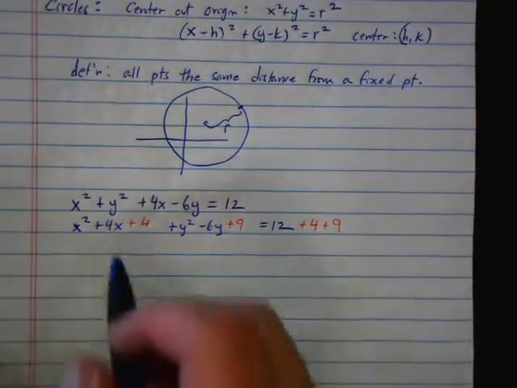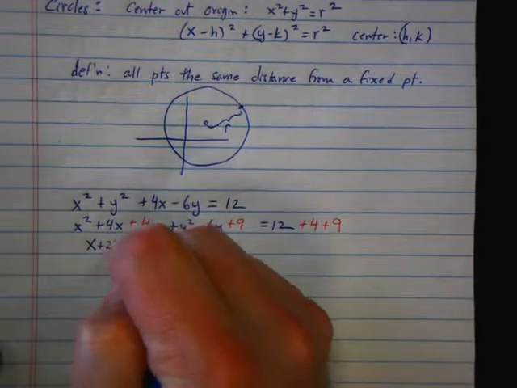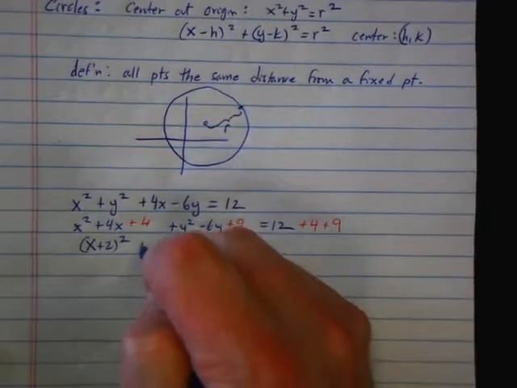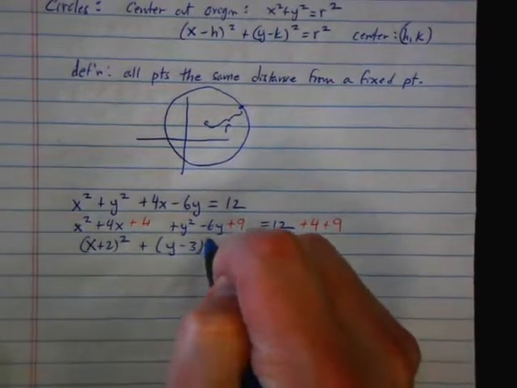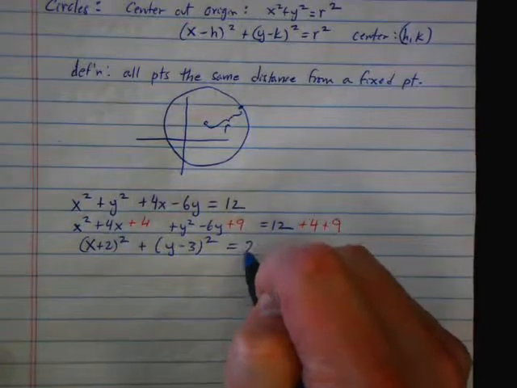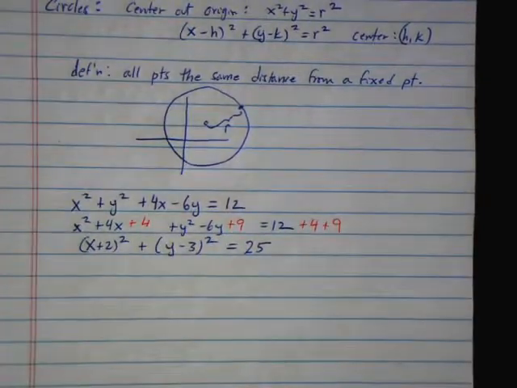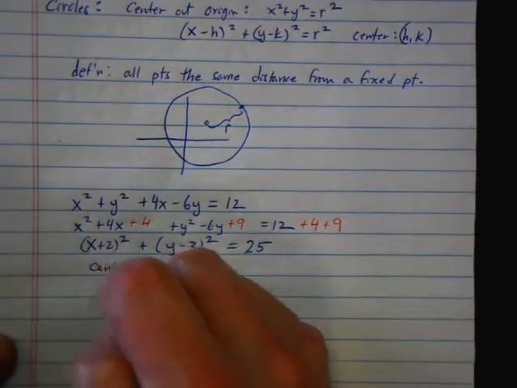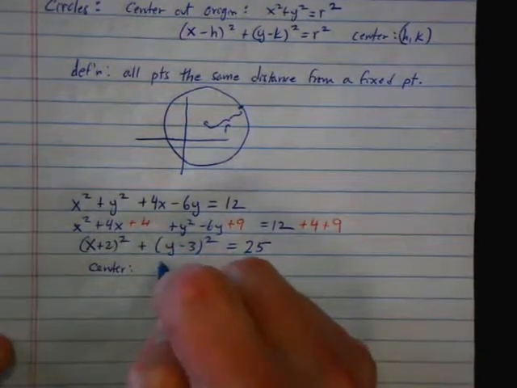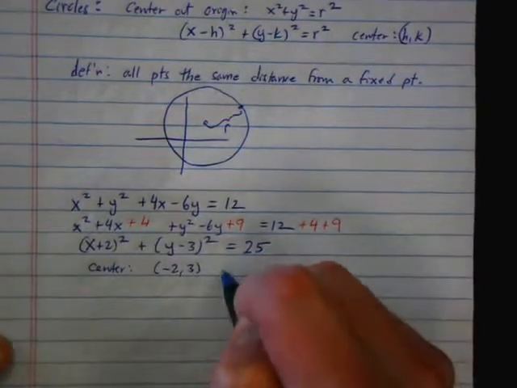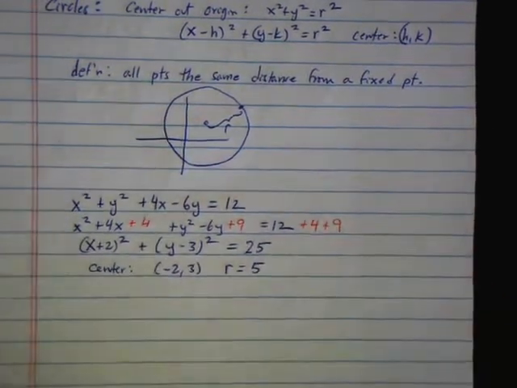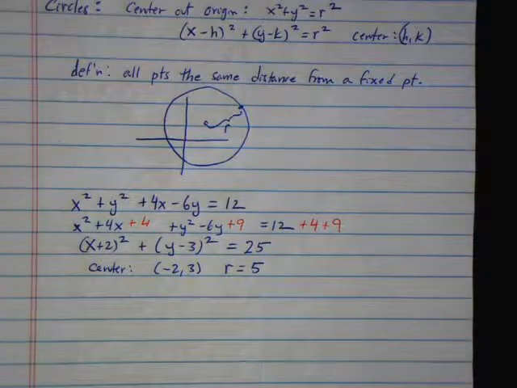That gives you x plus 2 squared plus y minus 3 squared is 25. Which means your center is the point -2, 3, and your radius is 5. Questions on that?